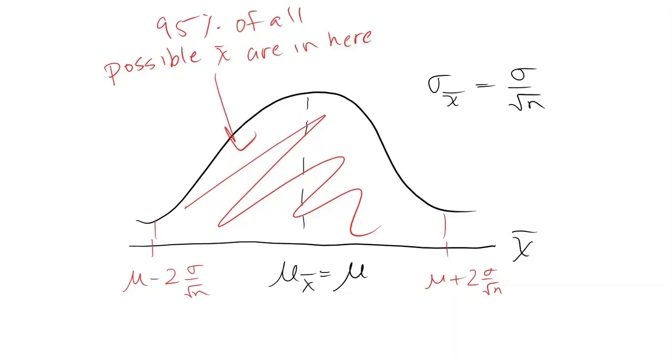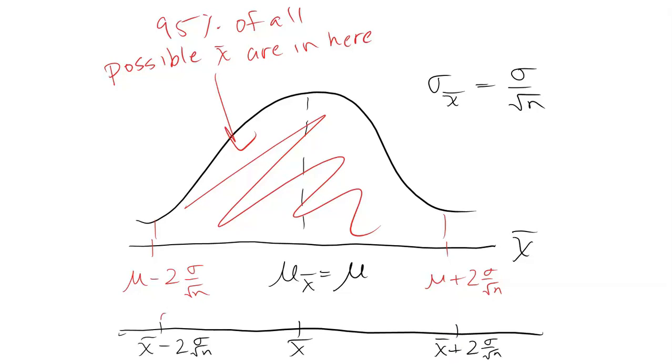Reversing that logic, if we start with x bar and we create an interval by going 2 standard deviations away from it in each direction, and we get this interval of values, we can be 95% sure that the value of mu lives somewhere in that interval. Why? Because there's a 95% chance that we started within 2 standard deviations of the mean. Let me show you how this would work in a specific example.